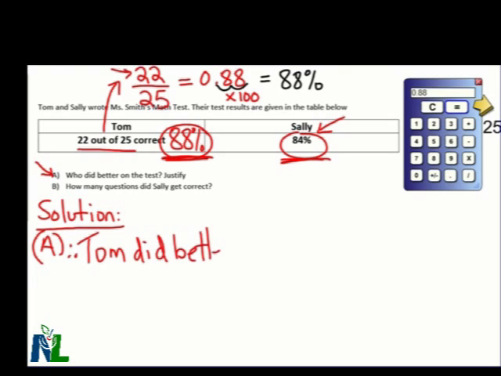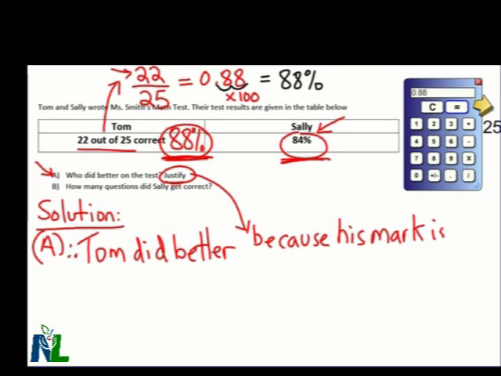And it asks me to justify. So the justifying is giving the reason. Well, because his mark is higher. Well, I've justified it by saying that his mark was higher, but also by showing the calculation.